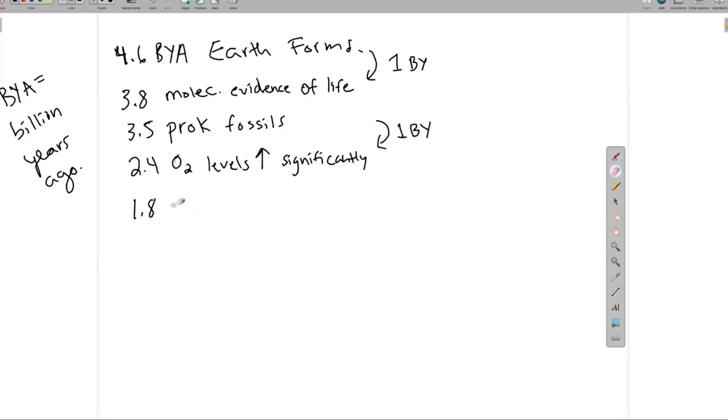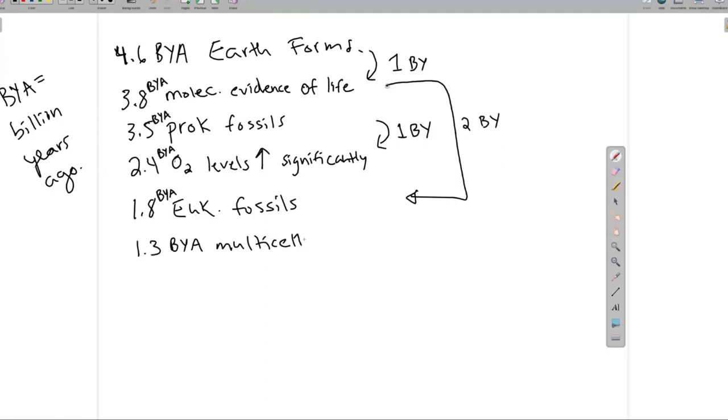Then we've got 1.8. First, you care about the fossils. So really, the first evidence of molecular life to eukaryotes, so that's prokaryotes to eukaryotes, 2 billion years. That's another way I can remember that too. Multicellular eukaryotes in the red algae, what appears to be red algae.